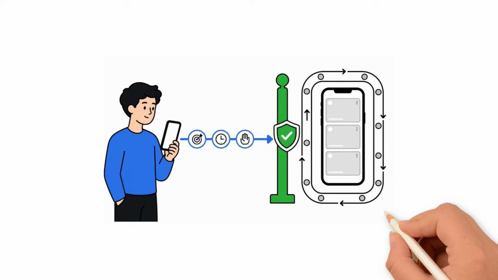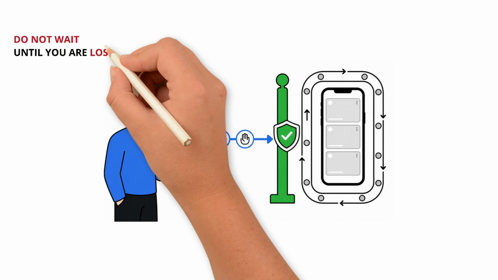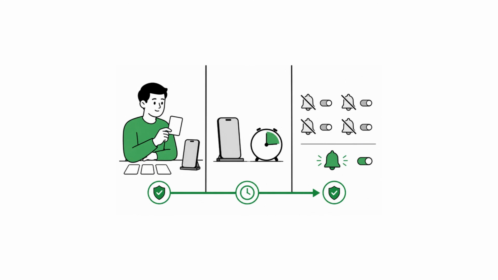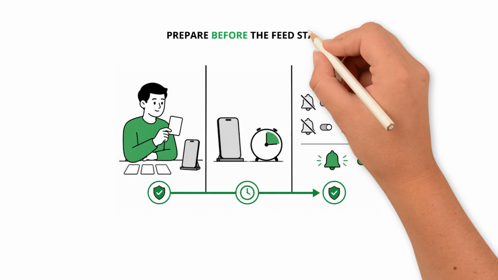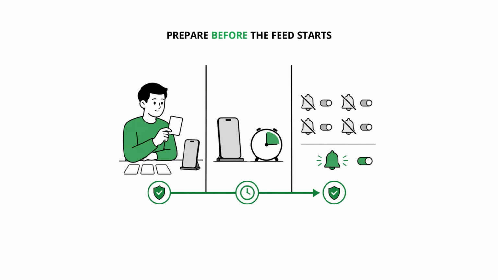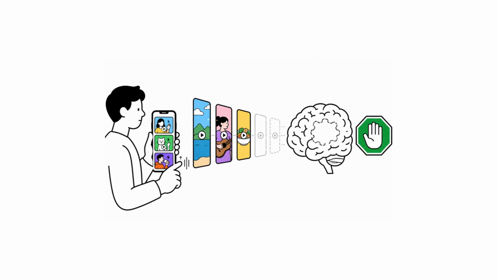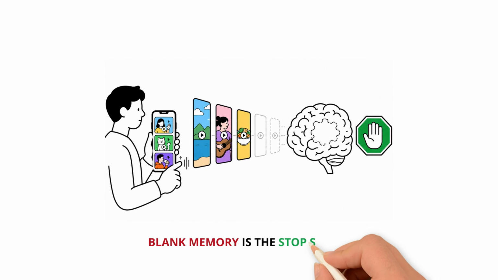So how do you break the loop? Do not wait until you are lost. Create the stopping point before you open the app. Decide why you are opening it. Set a timer outside the platform. Turn off non-essential notifications. And when you catch yourself swiping without remembering 3 videos, stop. That blank memory is the signal.